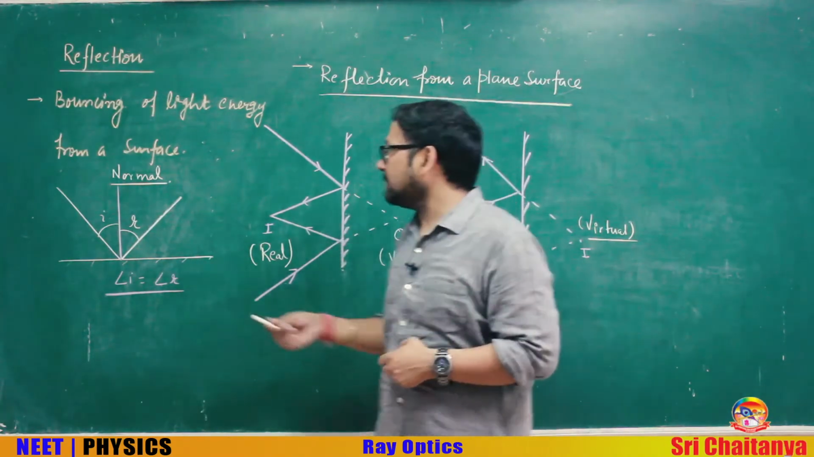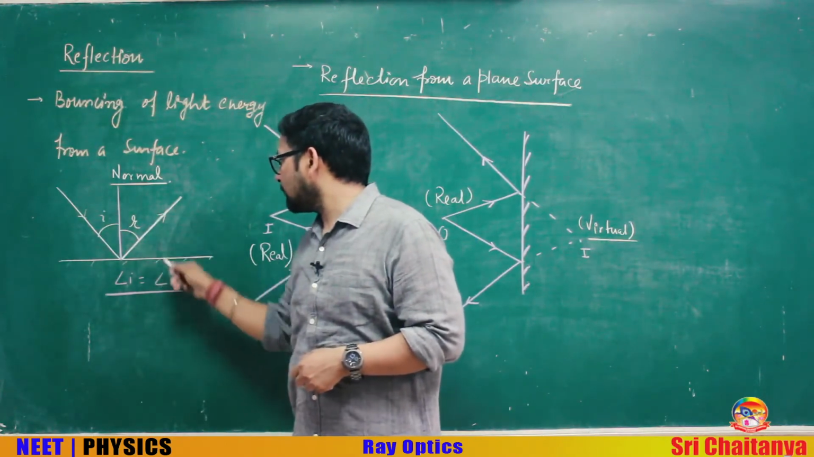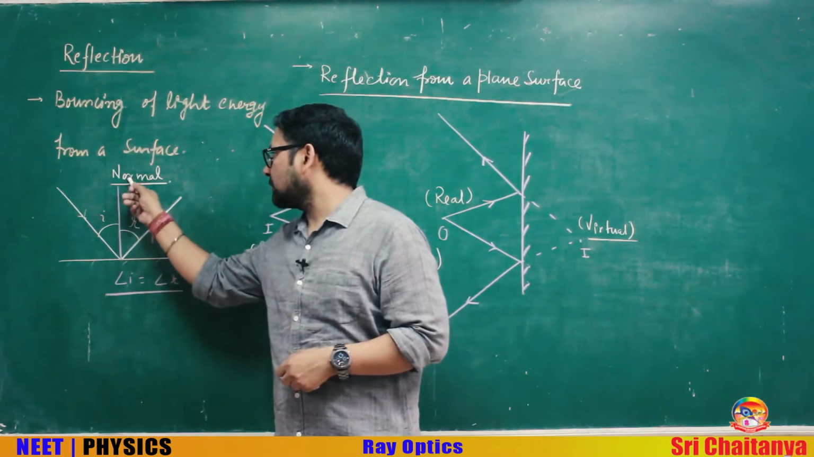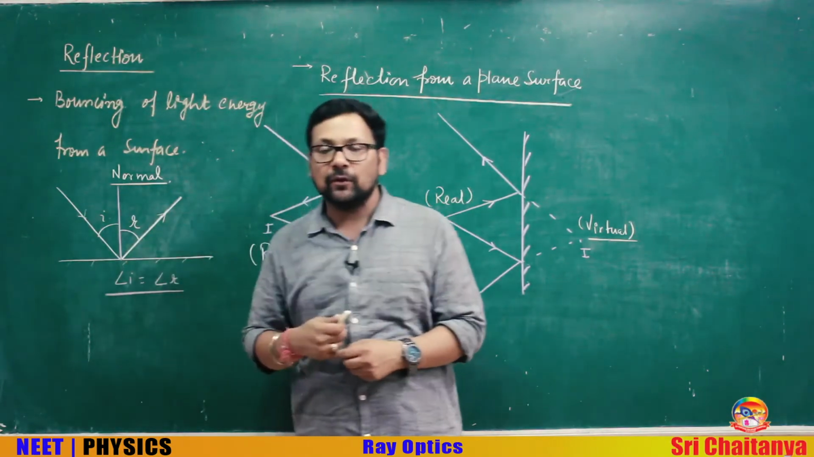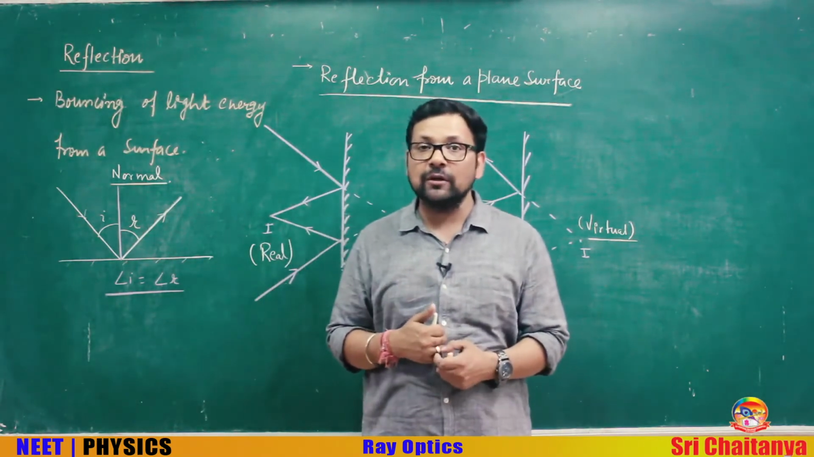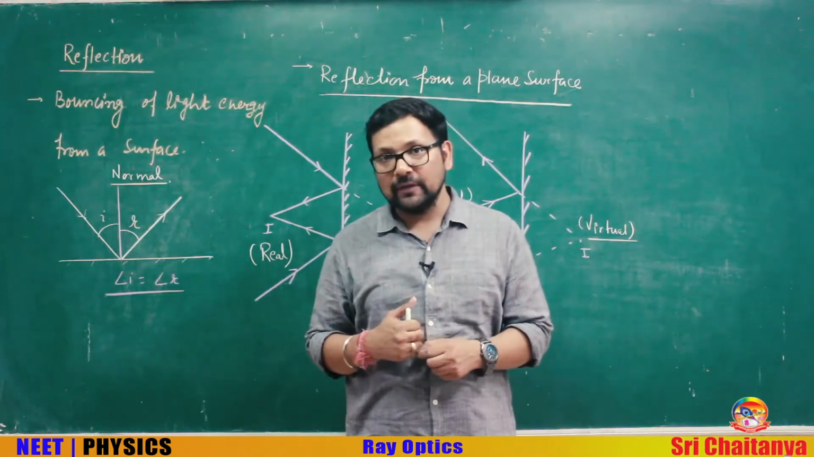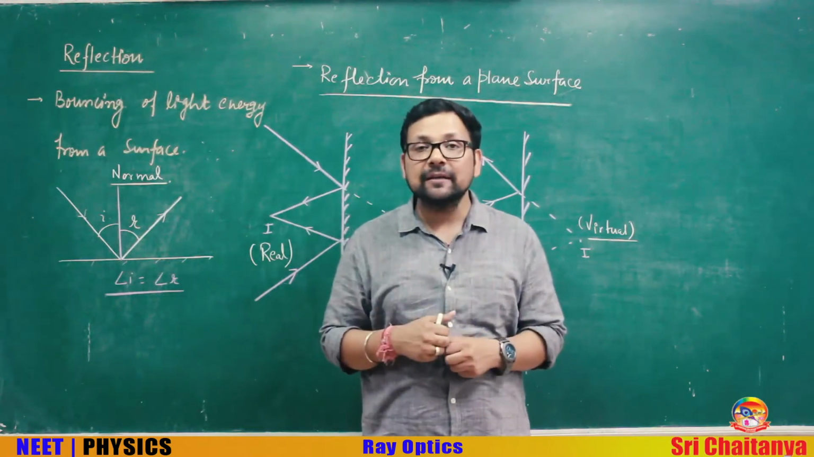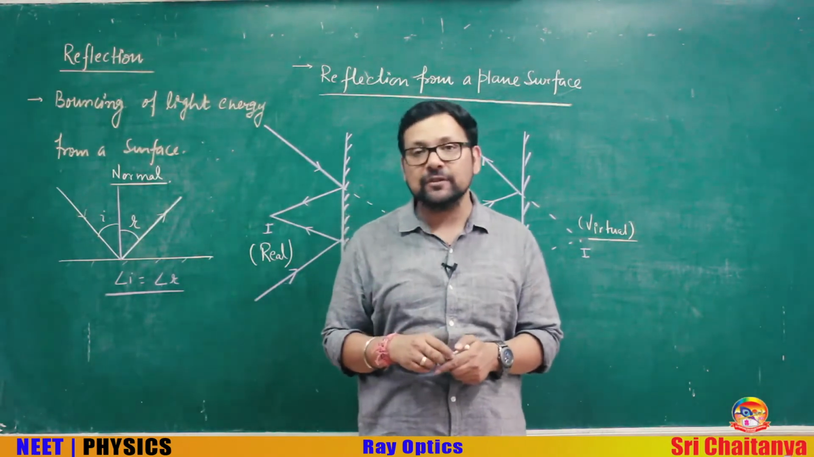You can see the diagram. Ray is incident here and it is reflected back from this surface. This is normal, this is incident ray, reflected ray and the normal. Okay, there are 2 types of reflection. One is called diffuse and the second is called regular. Diffuse means the ray is being incident on a rough surface.